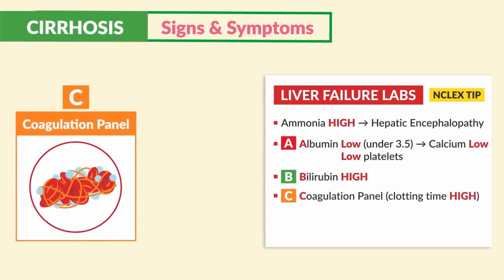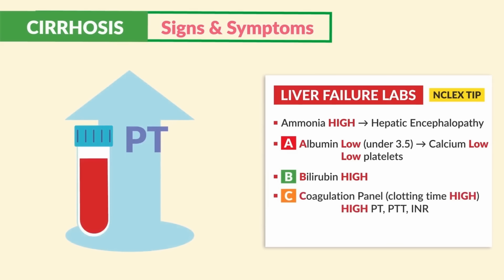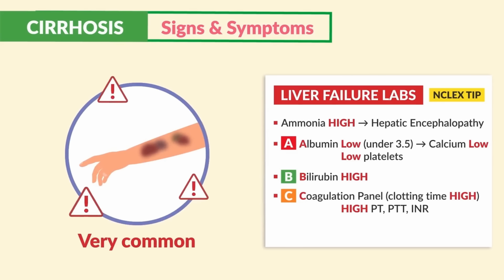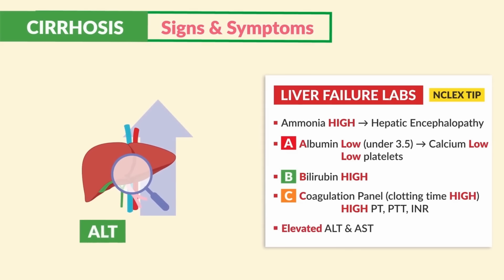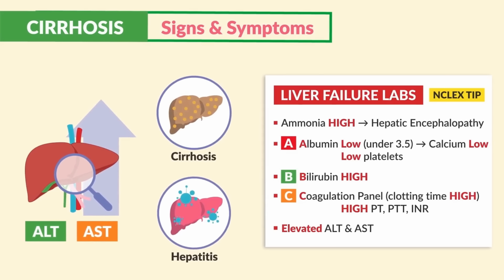And C is the coagulation panel, or the clotting factors. Basically, our clotting times will be high. So we'll have high PT, PTT, and INR. So a higher risk for bleeding. Bruising is very common with these clients. And lastly, we'll have elevated ALT and AST, which are common really for any liver disease client, from cirrhosis to hepatitis and even others. So you really don't need to memorize the ALT or AST numbers. Most exams will give you the ranges.